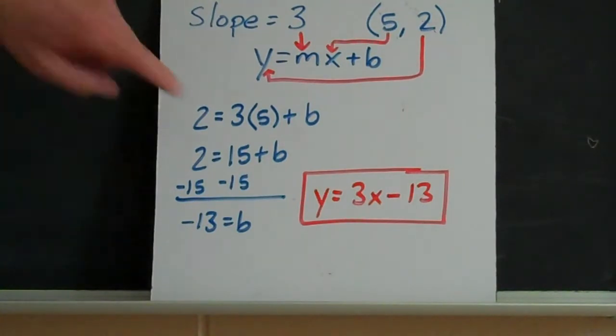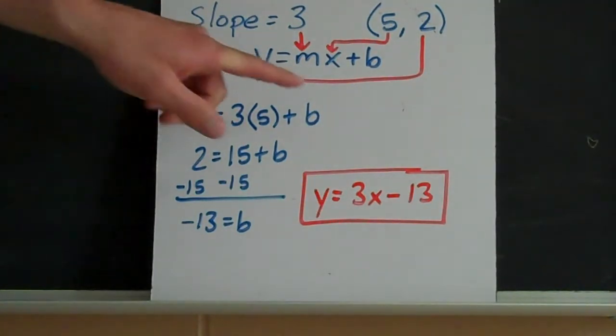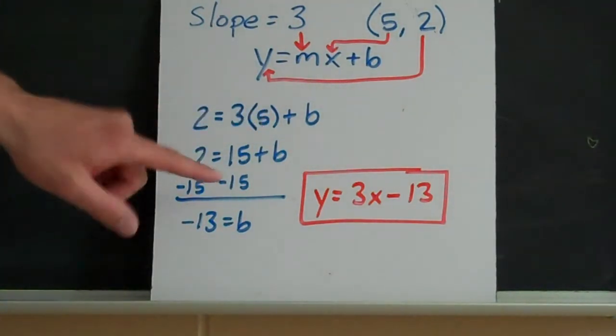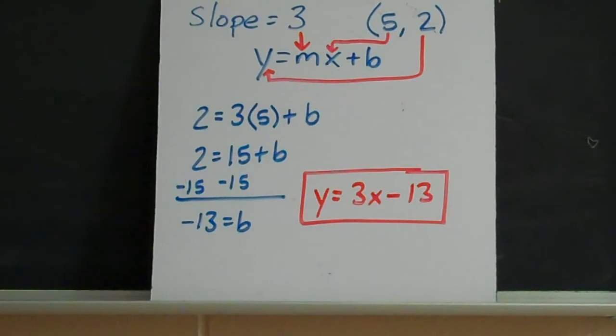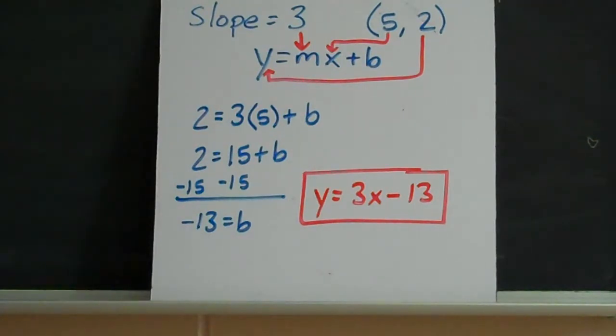So we do all of that and we get 2 equals 3 times 5 plus b. We don't know what that b value is. We're going to solve for that. So we multiply 3 times 5 and we get 15. We subtract 15 from each side. 2 minus 15 is negative 13. b equals negative 13. We're ready to write our equation now.